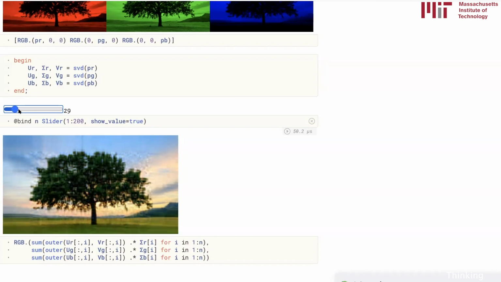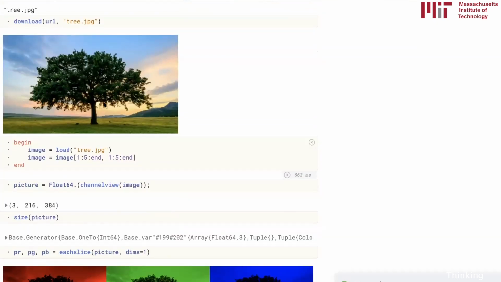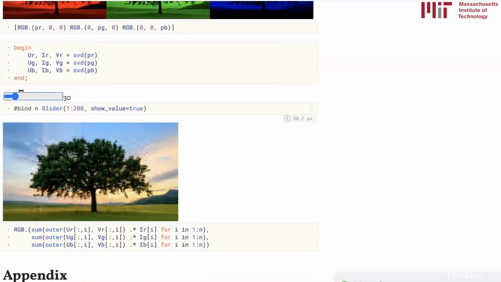Remember, this tree was, what did I say the size was? I mentioned it before. It was 216 by 384, but probably here, 60. I guess I don't completely love those artifacts, but pretty closely, you're getting a pretty decent tree. Some pictures work better than others, depending on what visual quality you like, but it does show you that the singular value decomposition is a way of extracting the structure from an image.